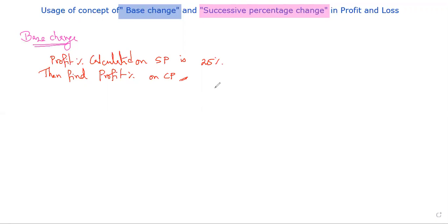Actually, we need to make a change of base, and one set of data, 25% profit calculated on sale price, that is given. I know that there are three terms: term one cost price, term two sale price, another is the profit. These are the three things here in percentage change it will appear. Profit percentage calculated on sale price is 25%. 25%, so I know it is nothing but 1 by 4.